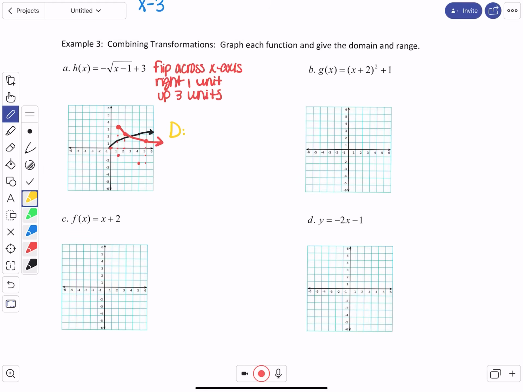Okay. All right, so now when we do our domain, our x value is at 1, and we are still going to the right forever. And our range, so our range is at 3 because we're looking at y values.